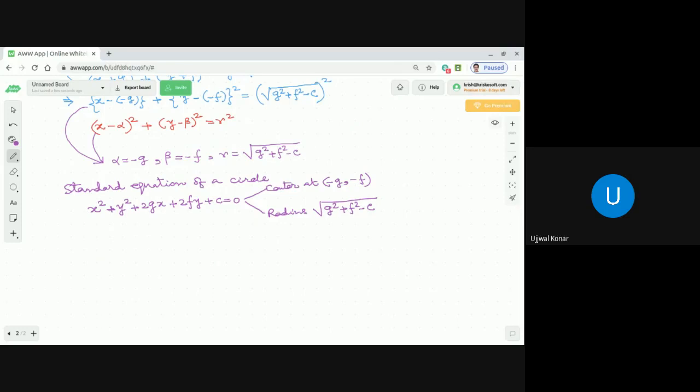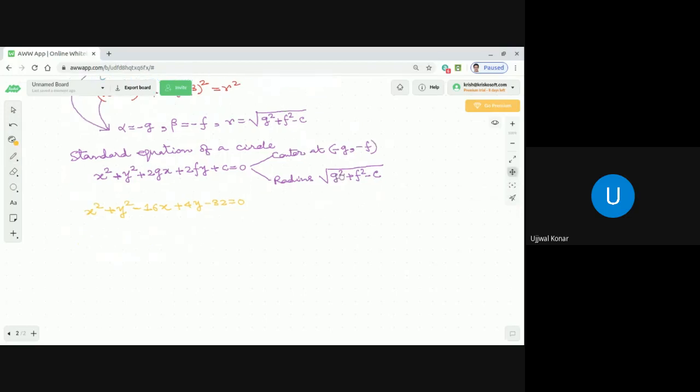So, for example, if we get an equation, let me write that equation in a different color. Suppose we have been given an equation like this: x square plus y square minus 16x plus 4y minus 32 is equal to 0. So this is a general equation of a circle or standard equation of a circle, correct?